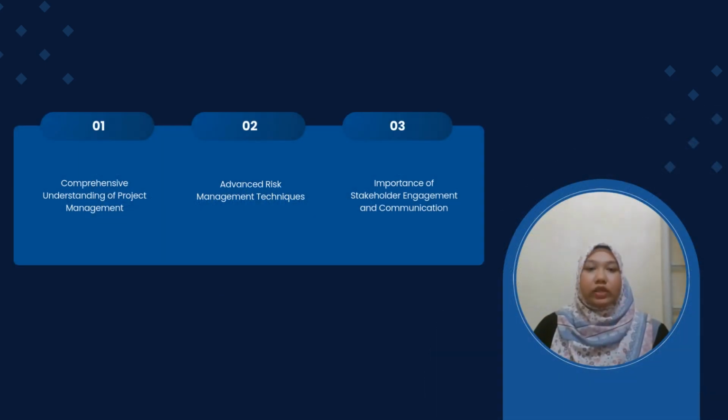First, comprehensive understanding of project management. Gain a true understanding of the project management lifecycle, including planning, executing, monitoring, and closing. Learn about methodologies like Agile and Waterfall and when to apply them. Second, key is advanced risk management techniques. Focus on both qualitative and quantitative risk assessment. Use tools like a probability impact matrix, Monte Carlo simulation, and decision tree analysis to identify and mitigate risks early.